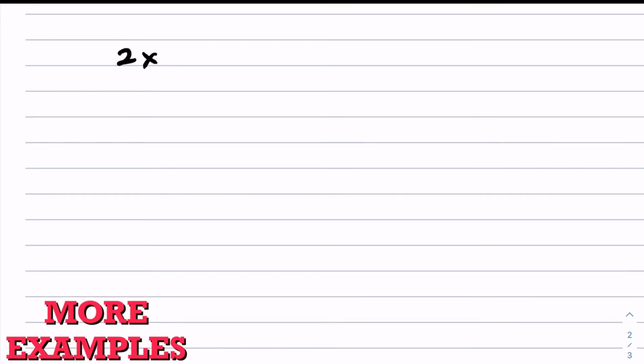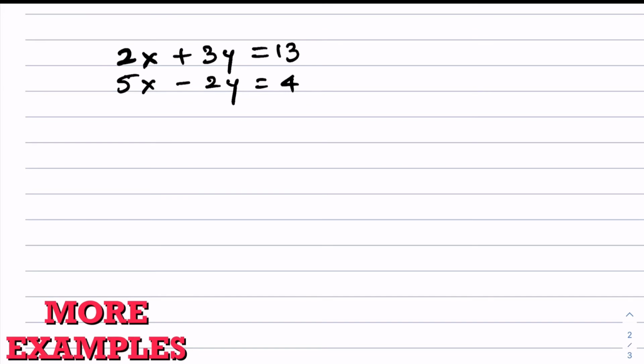Let's take a look at a few other examples. So let's say this time we have these two linear equations, 2x plus 3y is equal to 13 and 5x minus 2y is equal to 4.